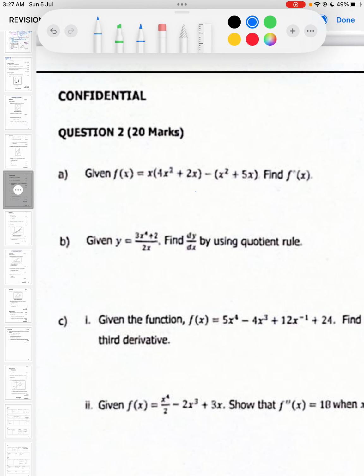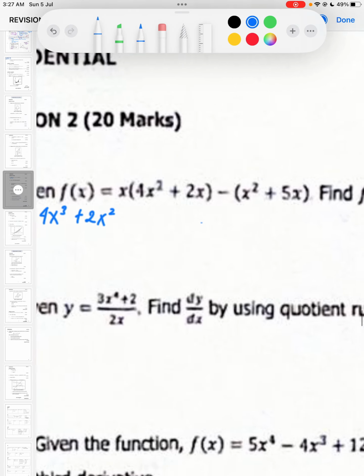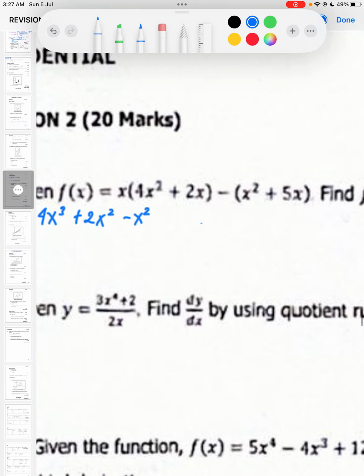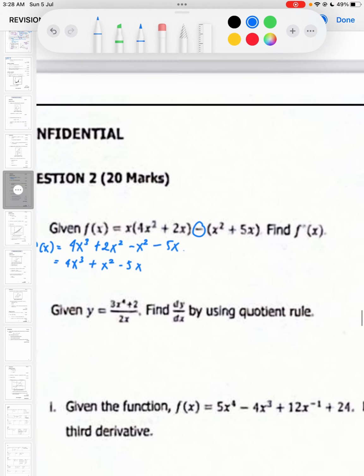Okay, so since they didn't say to use whatever rule, I'm just assuming I can expand it, which is going to be 4x cubed plus 2x squared. Okay, and then let's just minus that, and since we have a negative sign here and it's positive, it's going to be minus 5x. Okay, so now we can simplify the equation: 4x cubed plus x squared minus 5x. So that would be f(x).